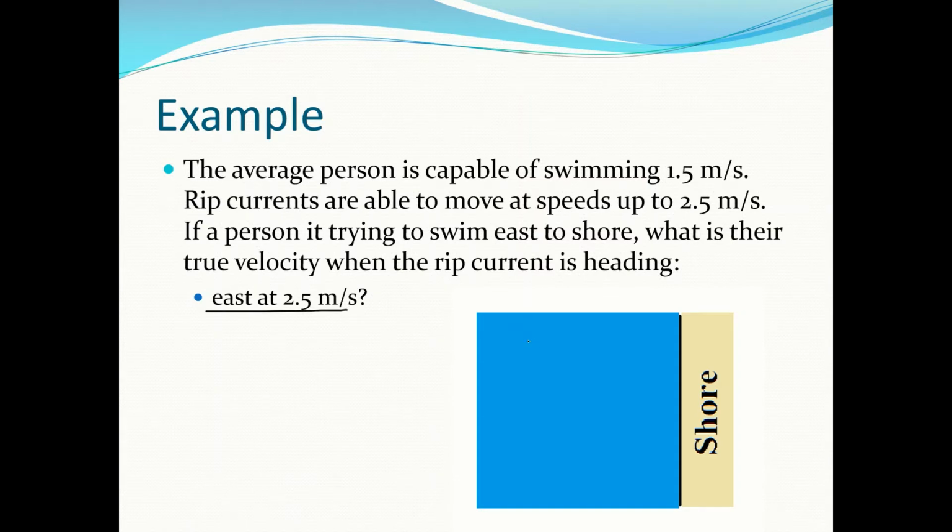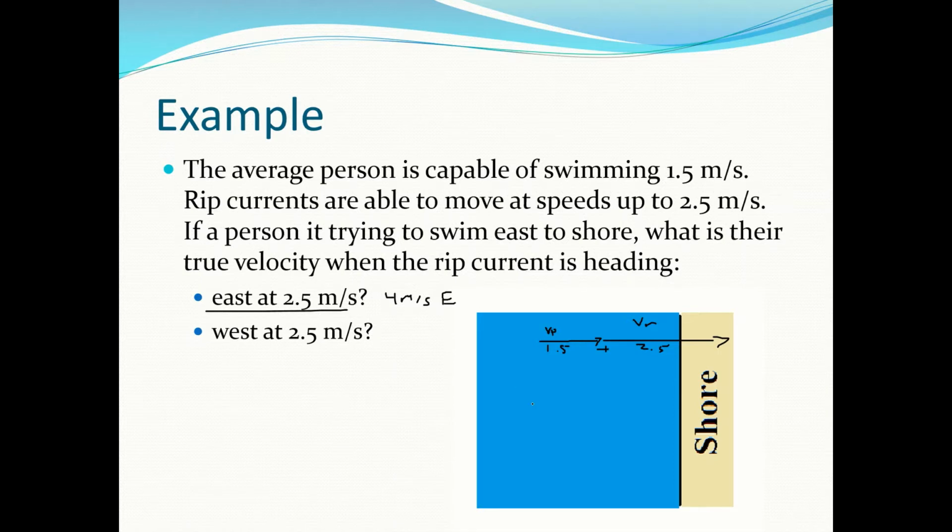And this can happen as well. This is what waves do. So the person is swimming east. So this is the velocity of the person, and the velocity of the person is 1.5. And the rip current is also going 2.5. So this is the velocity of the rip. Well, if we do vector addition for this, this is just in one dimension. We've done this before. So the true velocity of the person is going to be adding those two together. So that's going to be 4 meters per second east.